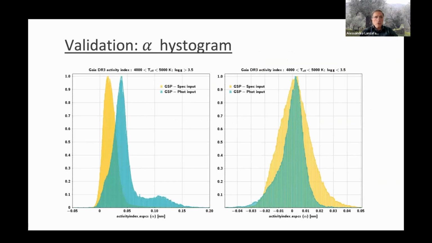The distribution of the alpha values looks like this, and we divide it by, in this case, we concentrate only on, we show only the distribution between 4,000 and 5,000 Kelvin. Here for logarithm of g larger than 3.5, and in this case for a logarithm of g smaller than 3.5.